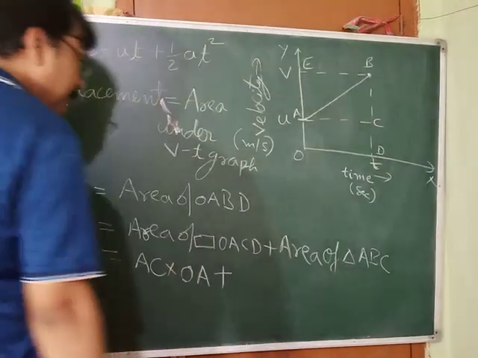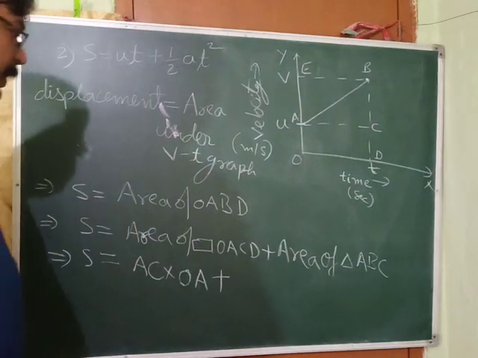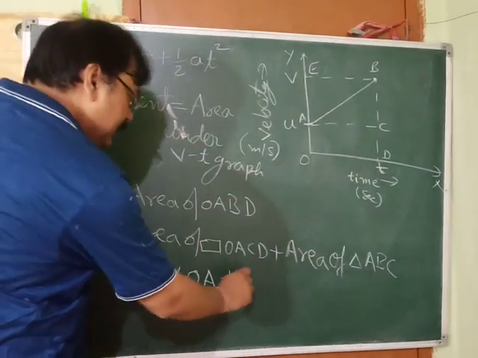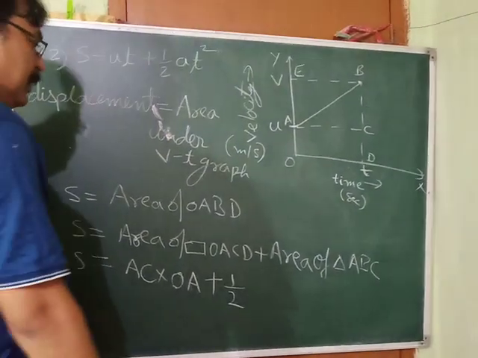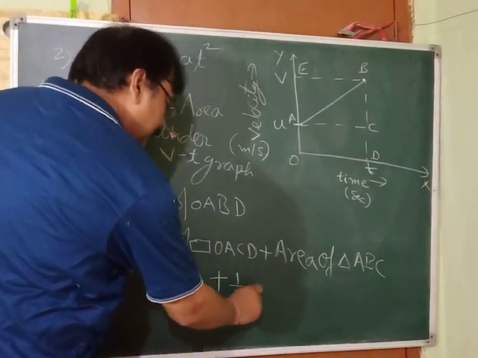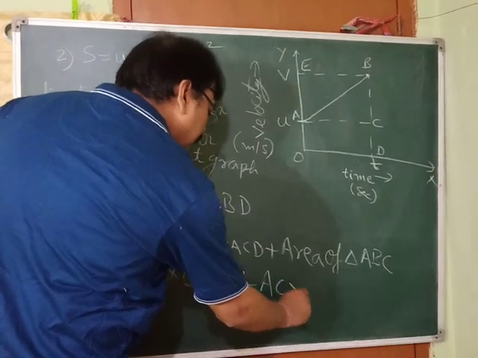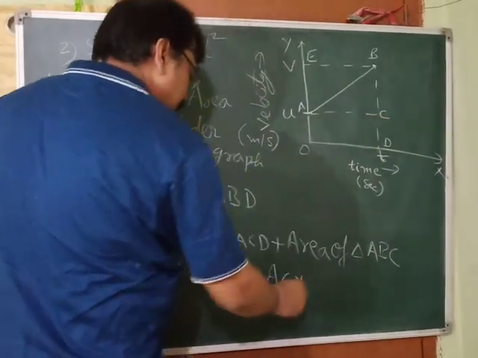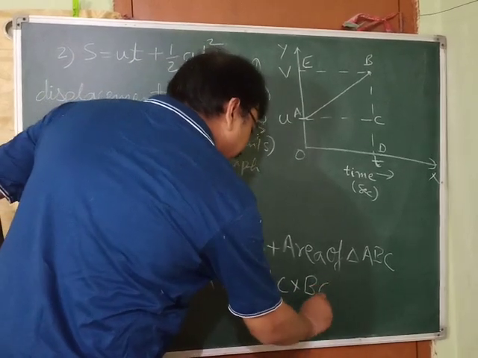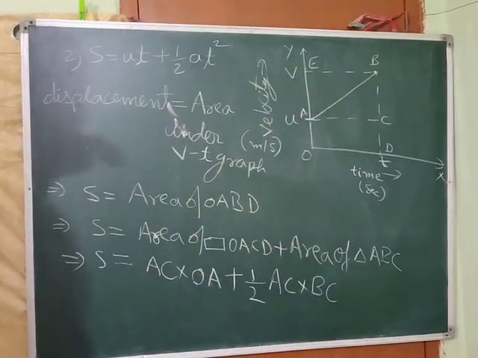Plus, what is the area of a triangle? It is half into base. Base of this triangle is AC into height. Height is what? It is BC. Okay, that's what we get.